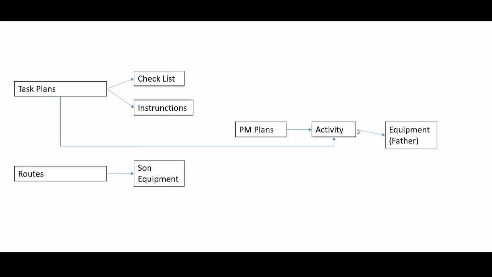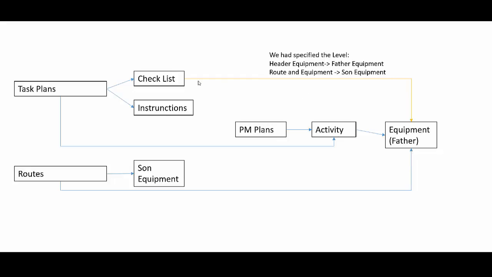Then we will create the equipment like a father, because there we can then attach the routes, so all the son equipment. When we create the checklist, there is a field where you must specify the level. If the checklist item is attached to the header equipment, it will be associated just with the father equipment. Otherwise, if it is a route and equipment, it goes with the son equipment, so we also have this orange arrow.